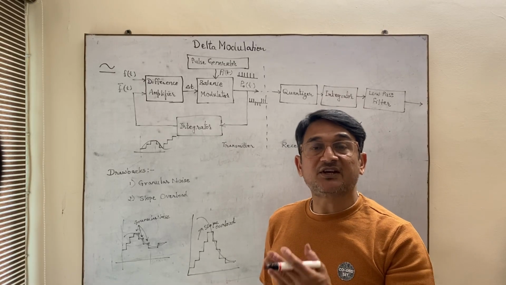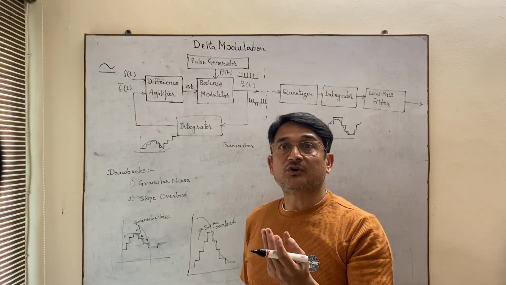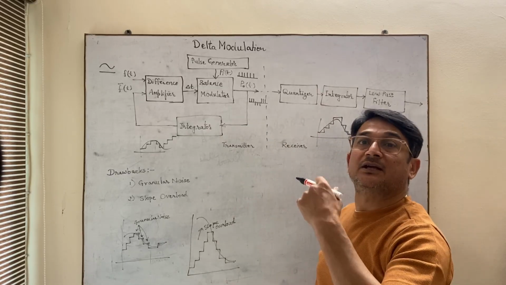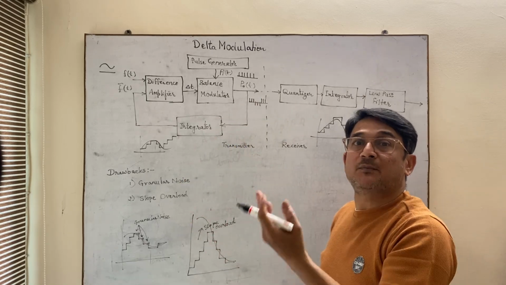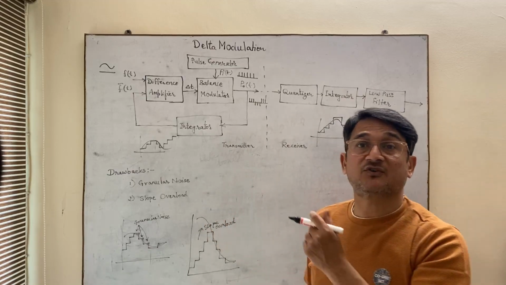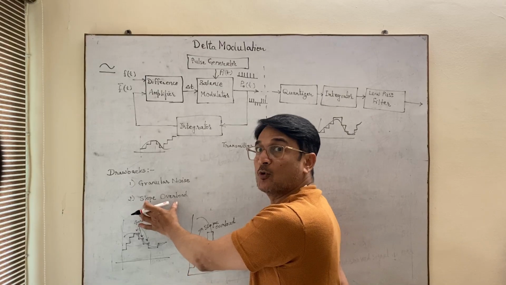In delta modulation we use uniform step size. So if the step size is uniform, sometimes when the step is following the signal, some problems may arise. What are those problems? These are the drawbacks of delta modulation. First is granular noise, another is slope overload.